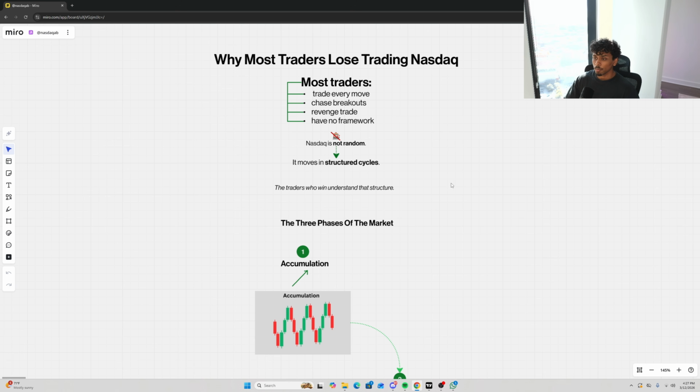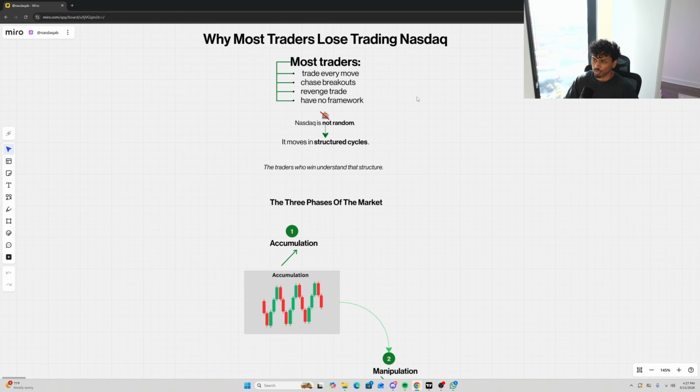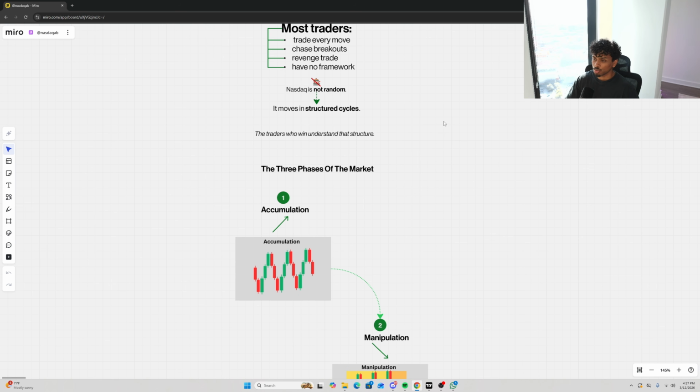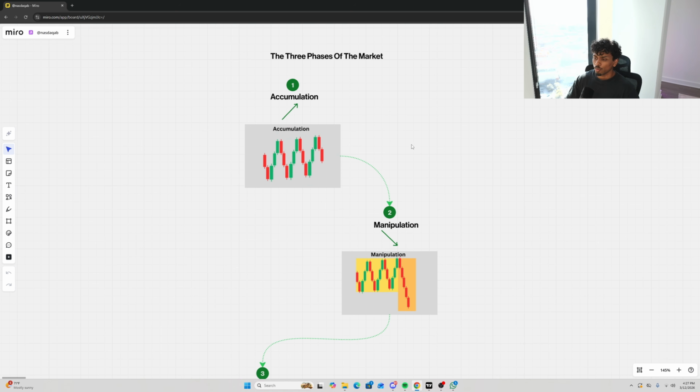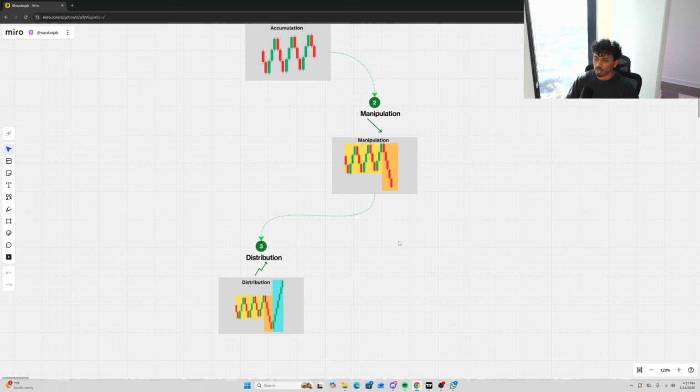Me personally, the framework that I developed and started off with when I first started to learn how to trade was continuations. So before we get into this framework, we need to understand how the market overall moves, right? We move in three common cycles.